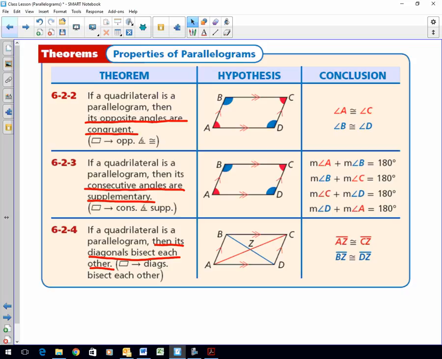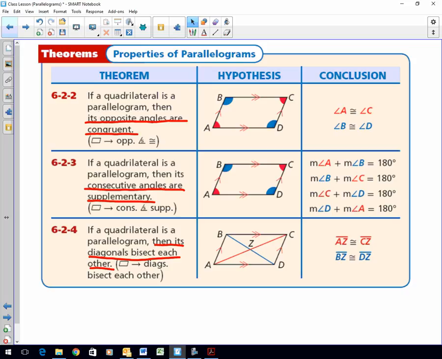When I put this in geometric terms, consecutive angles are the angles right next to each other. Okay? So let me go through this. A and B, consecutive angles. B to C, consecutive angles. C to D, consecutive angles. D to A, consecutive angles. Each angle in a parallelogram has one opposite angle and two consecutive angles.